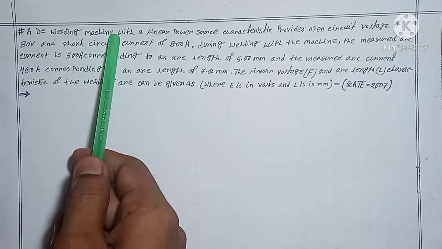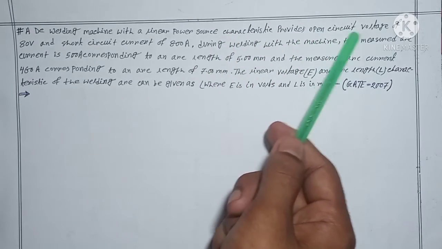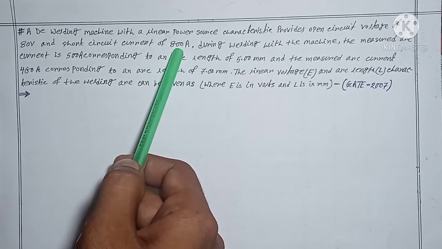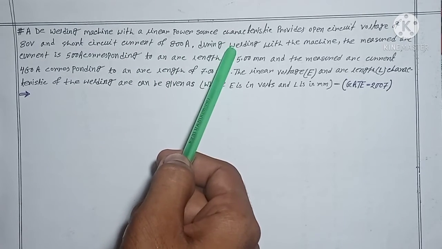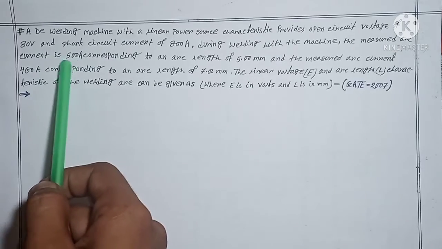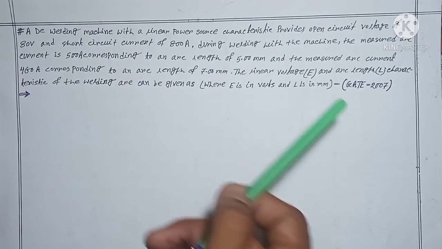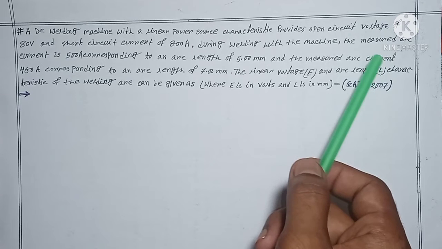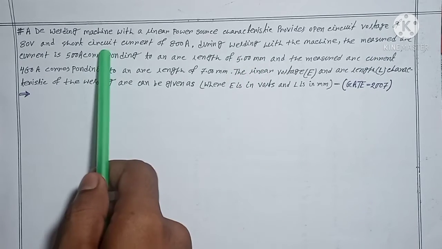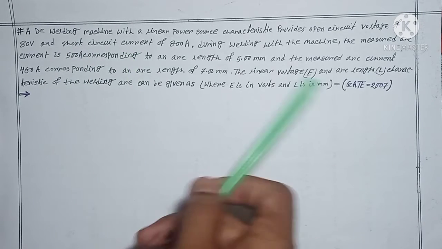A DC welding machine with a linear power source characteristic provides open circuit voltage of 80 volt and short circuit current of 800 ampere. During the welding with the machine, the measured arc current is 500 corresponding to an arc length 5 mm. Carefully, in this question they have clearly said that corresponding to arc length 5 mm the current is 500 ampere, but in the previous question they did not clearly say that.